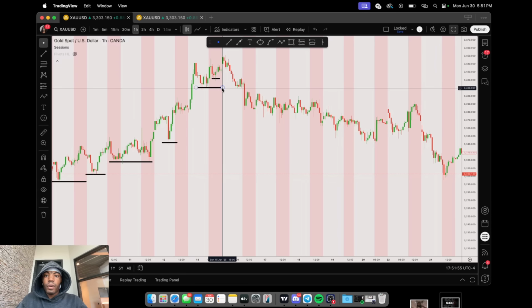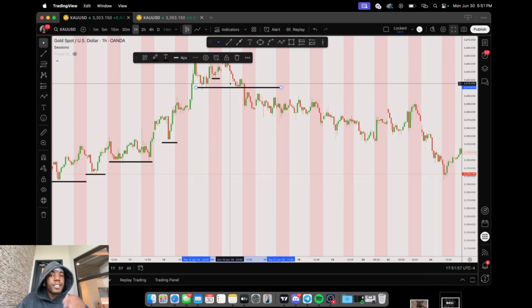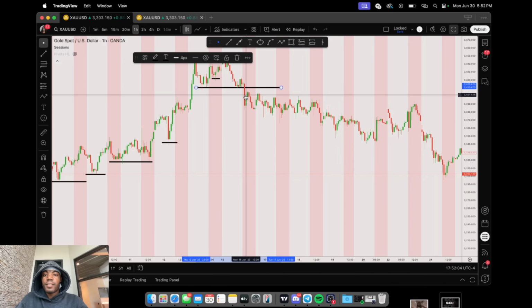But the moment price breaks that structure, you need to instantly stop thinking price is on the same trend that you're looking for. You need to then take a look at what's going on afterwards.